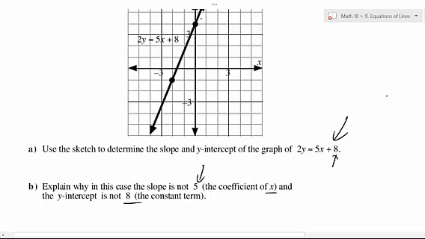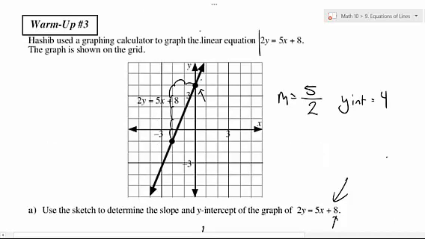Press pause now. So here we have Hashib's answer. So the slope is, well, let's count. Rise is 5, and then the run is 1, 2.